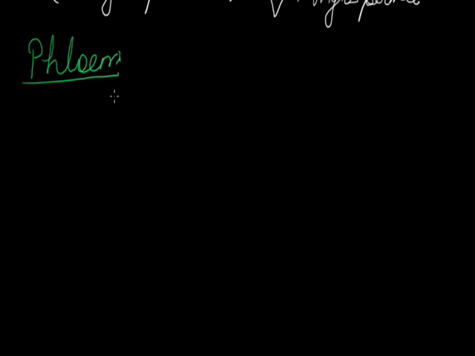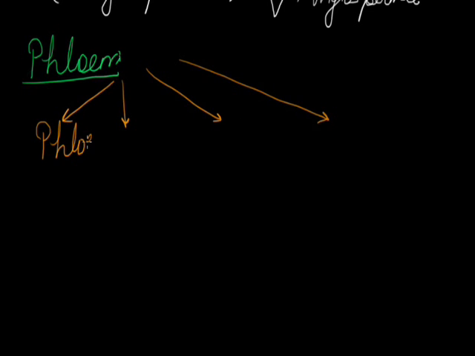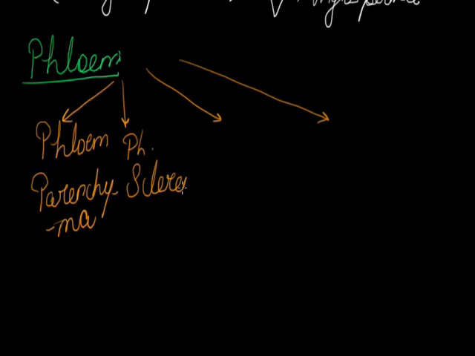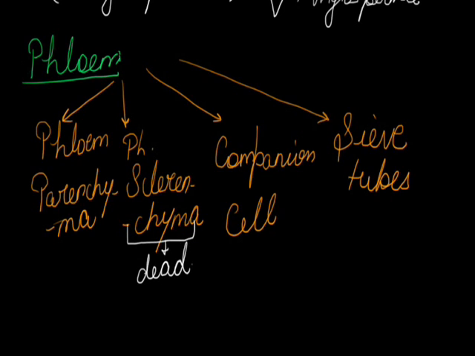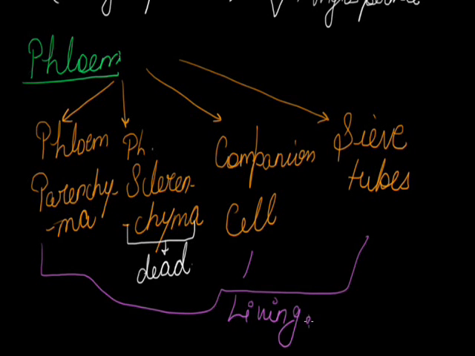Next we are talking about the phloem, where phloem is broadly divided into four parts, that is, again the phloem parenchyma, phloem sclerenchyma, companion cell, and sieve tubes, where only sclerenchyma is dead tissue, whereas the other three are living. So most of the tissue found in phloem is living.